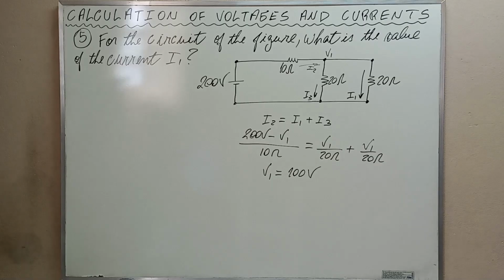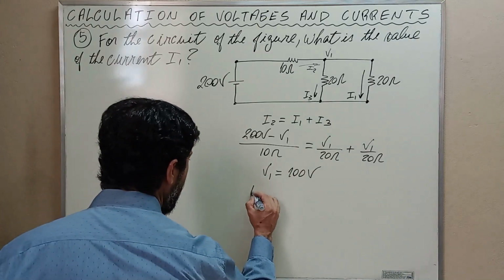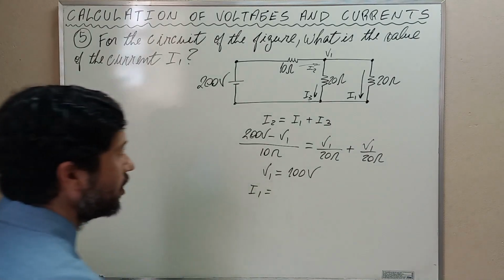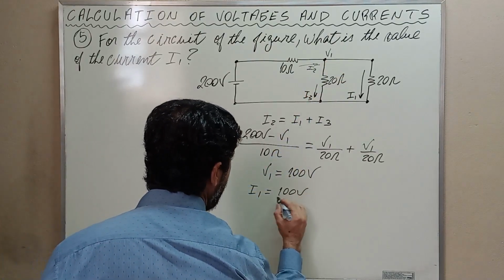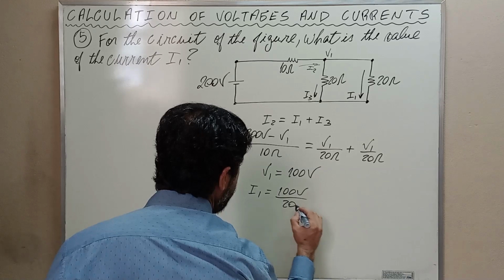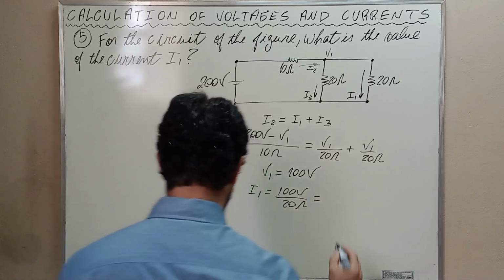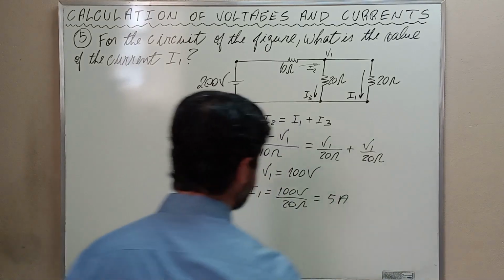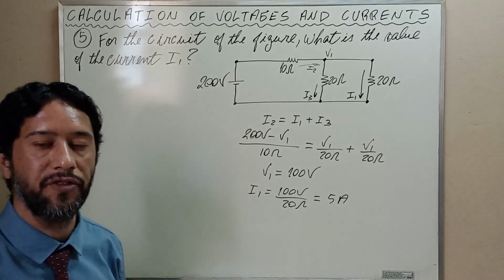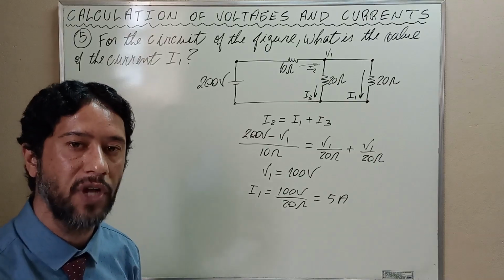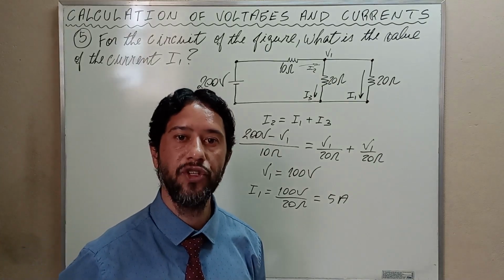Subsequently, we calculate the value of I1. The value of I1 is simply the division between the voltage V1, 100 volts, by the value of the resistance, and this is equal to 5 amps. And this is all for the discussion of exercise number 5. It is everything the exercise wanted us to calculate. Let's go to the next.